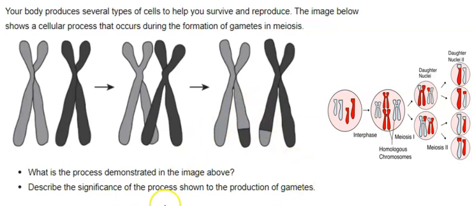And then the second part of our question is asking us to describe or explain the significance, the importance of this process. Okay, so we know that the job of meiosis is to make our gametes, to make our sex cells, either eggs or sperm. And the reason why crossing over is so important, if we look at this picture that I've added, we can see that right here, crossing over has happened.